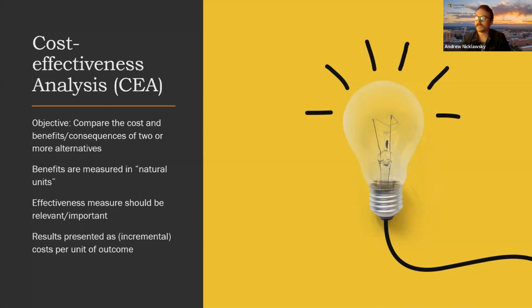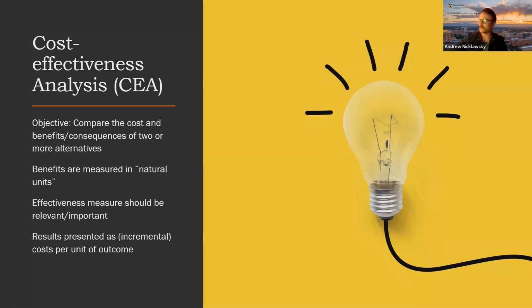So let's talk specifically about cost-effectiveness analysis in the context of economic evaluation. The objective of a cost-effectiveness analysis is to compare the costs and benefits of two or more alternatives. Like we've already established, for a cost-effectiveness analysis, the benefits themselves are measured in natural units. So our effectiveness measures need to be something relevant and important, and our results need to be presented as incremental cost per unit of outcome.